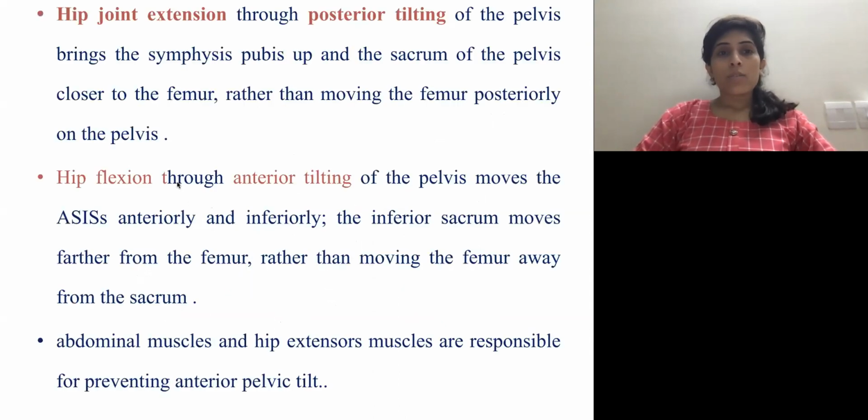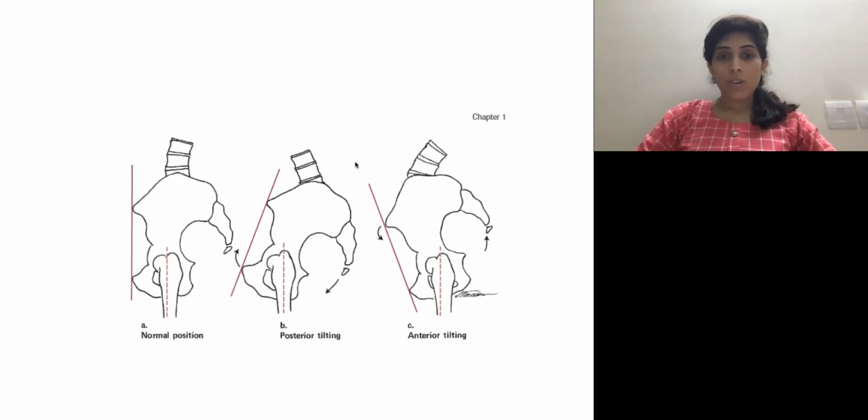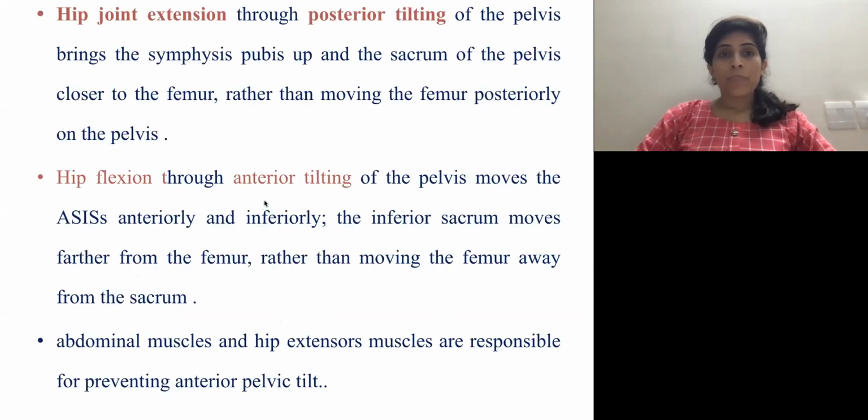Hip joint extension through the posterior tilting of the pelvis brings the symphysis pubis up and the sacrum of the pelvis closer to the femur. So here you can see the sacrum of the pelvis moving closer to the femur, and this pubic symphysis is moving in the upward direction.